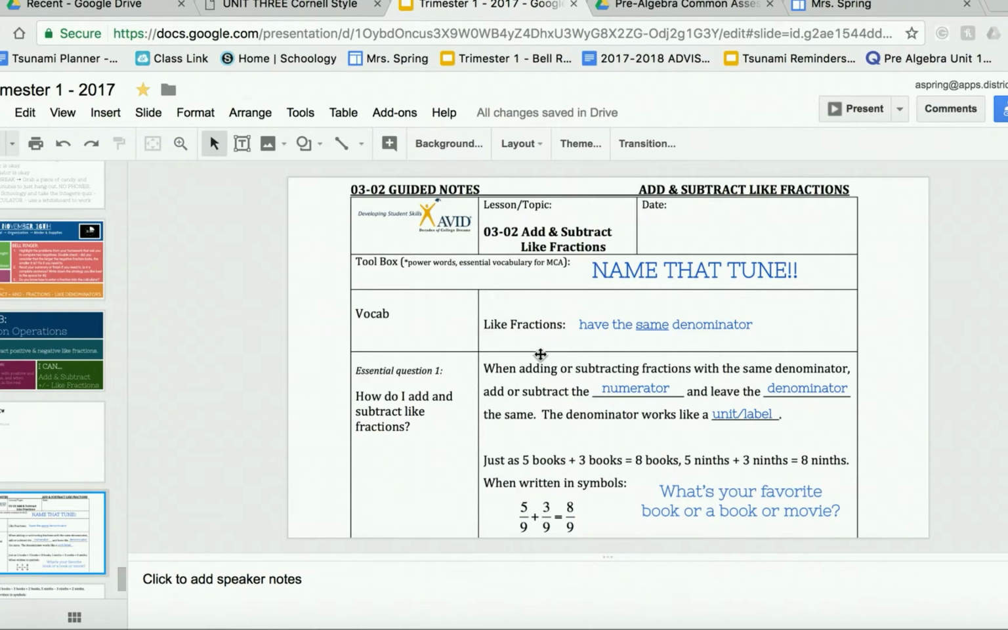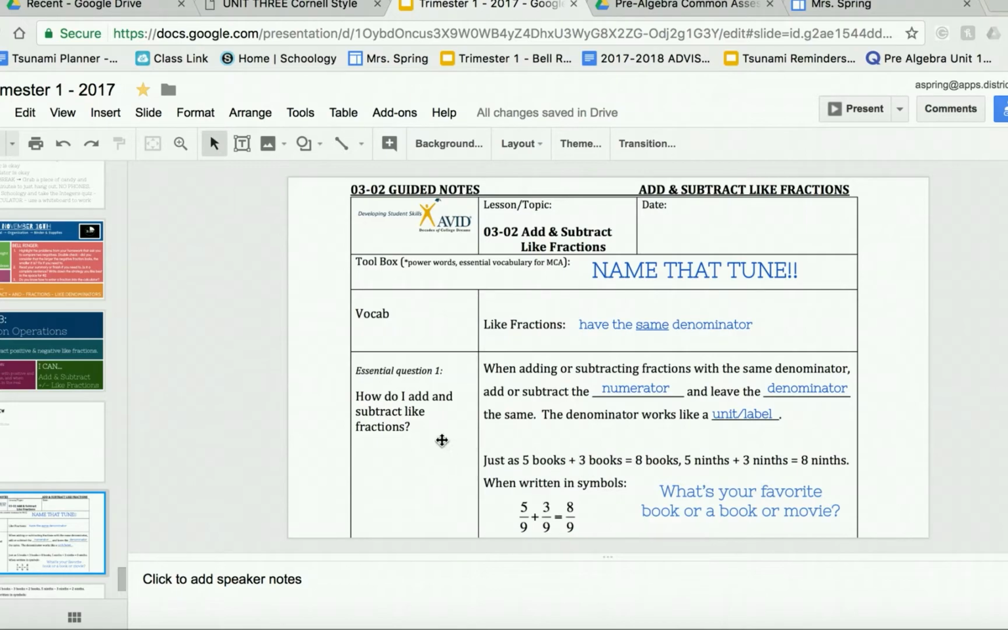Essential question number 1, how do I add or subtract like fractions? When adding or subtracting fractions with the same denominator, add or subtract the numerator and leave the denominator. The denominator works like a unit or label. So we're going to look at this example right here down below about books.